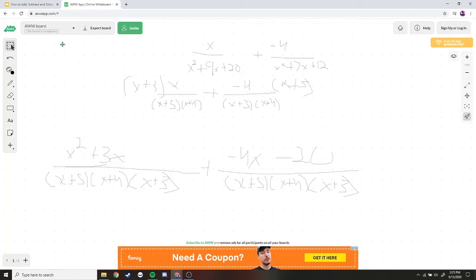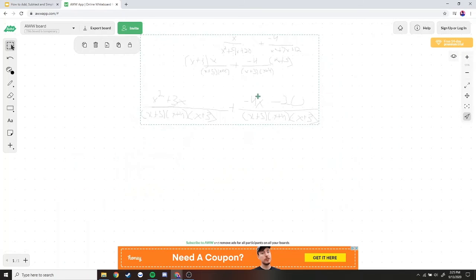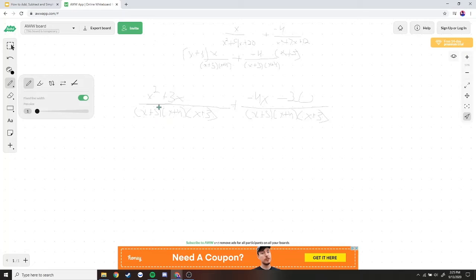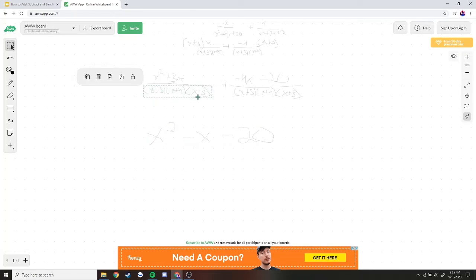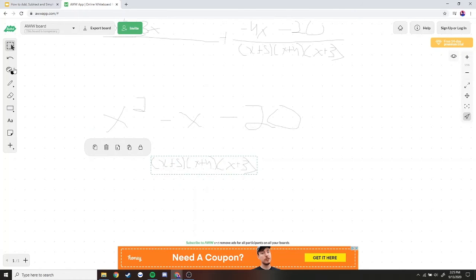And now what we're going to do is just add these together simply. Let me get more space again. Okay. So x squared, there's no x squared on this side, so that's going to be a term. Now we have an x term on both sides. So 3x plus negative 4x, which is just negative x, and then minus 20. And then what we're going to do is we just take our previous denominator, just paste it down there like this. And there we go.